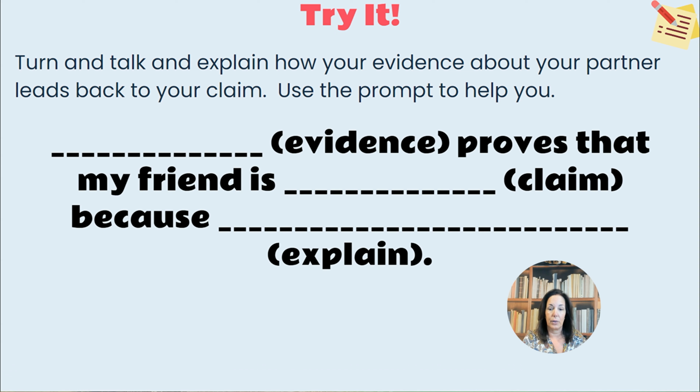So you're going to try it. You're going to turn and talk and explain how your evidence about your partner leads back to your claim. You're going to use the prompt to help you. So your evidence proves that my friend is your claim because, and you'll explain.